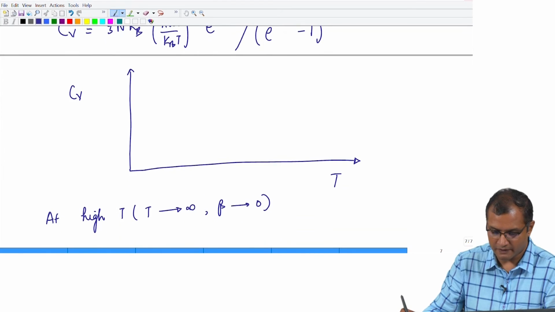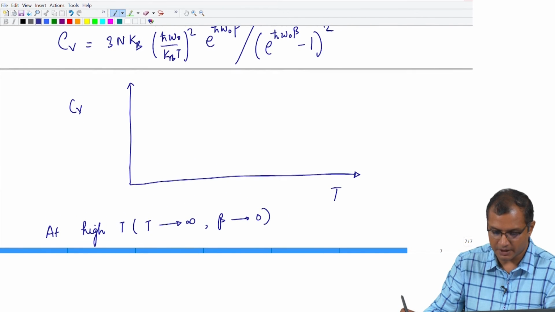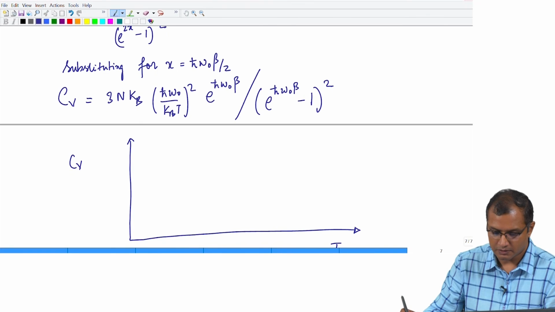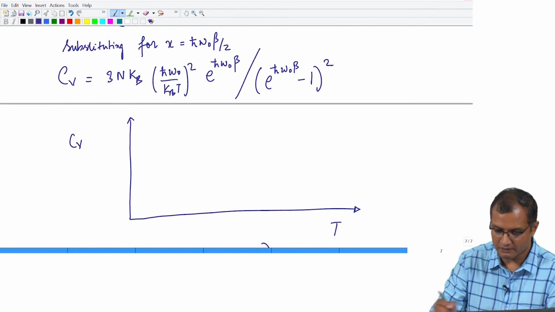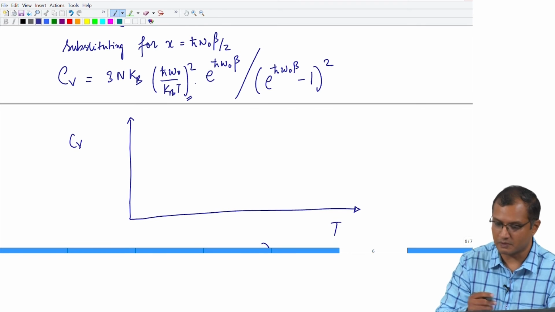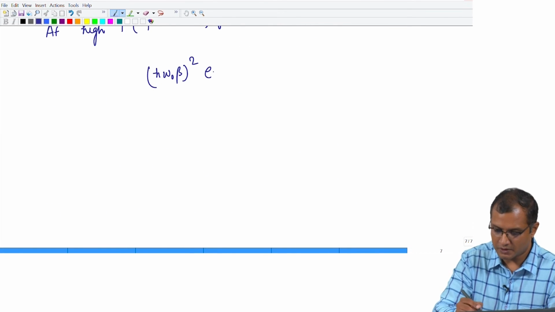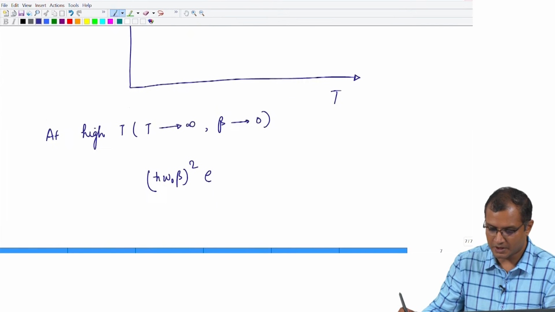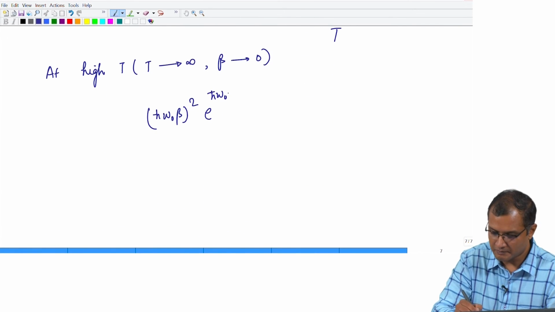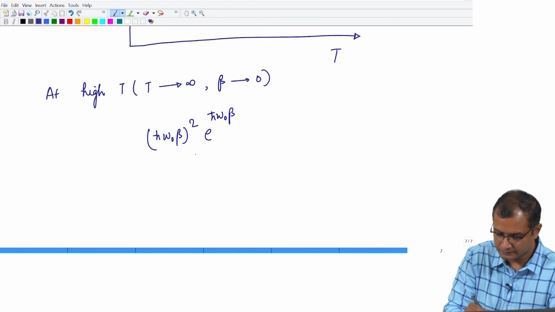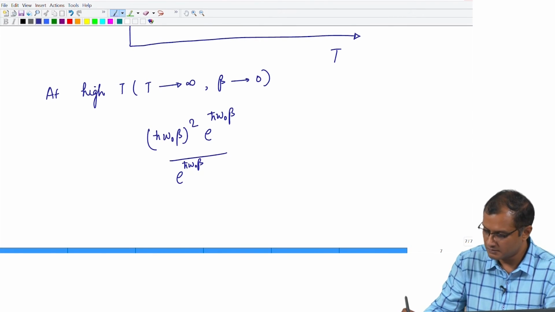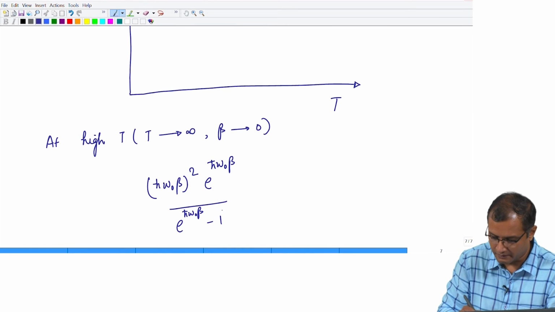Let me write down everything. So, there is h cut omega 0 beta, right. So, I have got an h cut omega 0 beta the whole square, which is this term, h cut omega 0 beta the whole square into e raised to h cut omega 0 beta, and I have division by e raised to h cut omega 0 beta minus 1 the whole square.